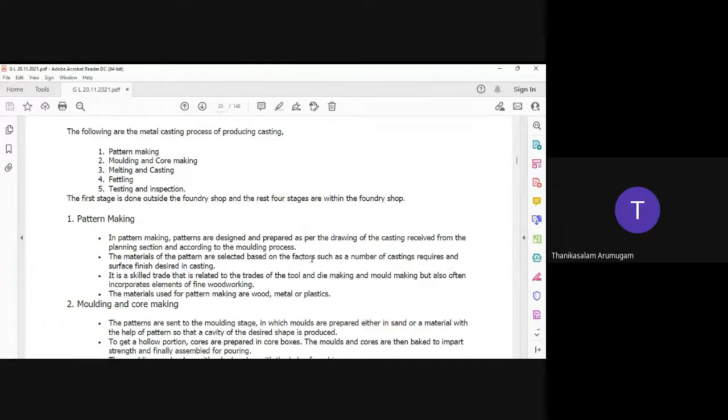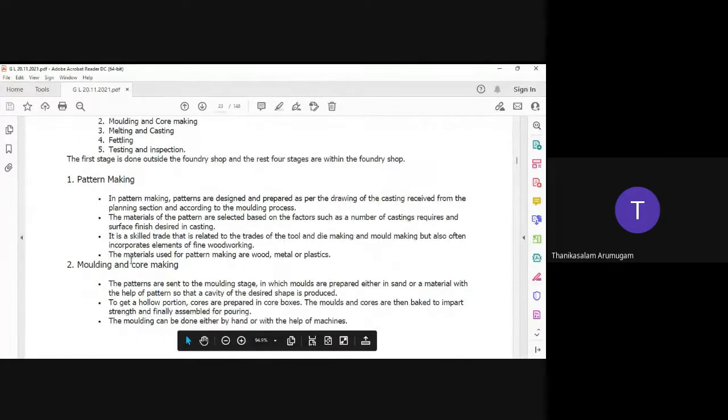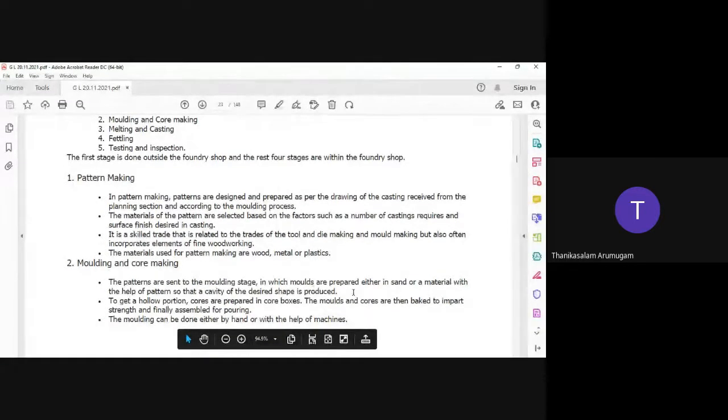Maybe it can be wood, okay. The material of the pattern is selected based on factors such as the number of castings required and the surface finish desired. The pattern may be wooden type or metal type. The materials for pattern making are wood, metal, or plastics. Then molding and core making: the pattern is sent to the molding stage in which the molds are prepared either in sand or a similar material with the help of the pattern so that a cavity of the desired shape is produced.